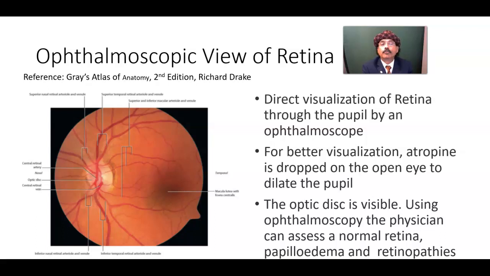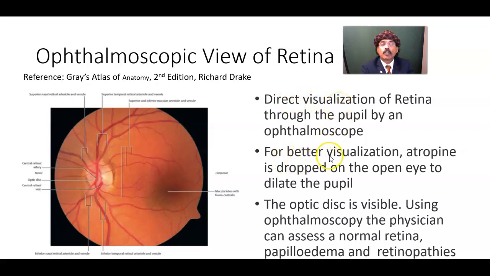Direct visualization of the retina through the pupil by an ophthalmoscope. It is possible to look at the optic disc, the central artery of the retina, and the vein artery crossings, the Macula Lutea area by means of the ophthalmoscope, and this is a direct visualization.